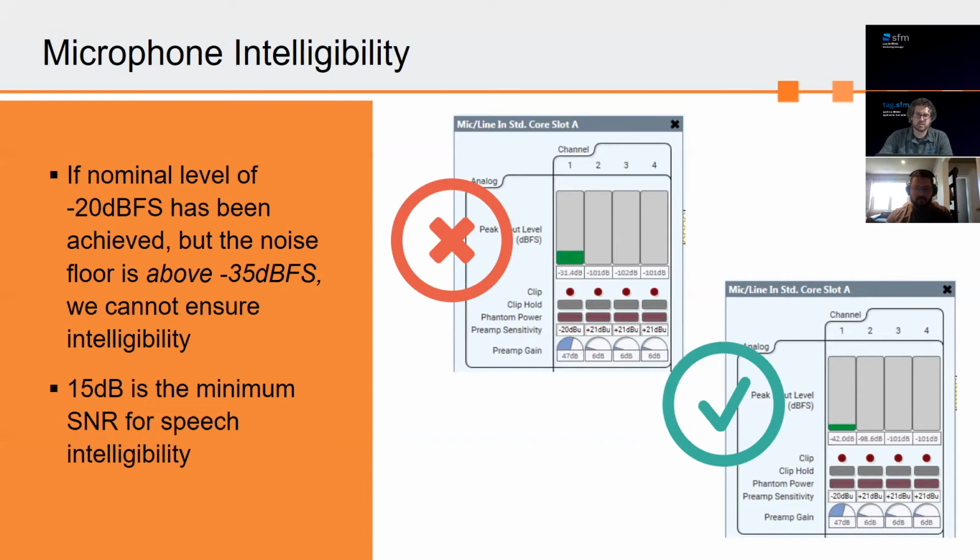So you can see here on the left where we got the big red X, it's reading about minus 31. That's our current noise floor, and that's not quite enough, because minus 31 up to minus 20 is only about 11.4 dB. Now the one on the right shows us minus 42 dB. So that's greater than a 15 decibel difference, right? So minus 20 down to minus 42 is 22.